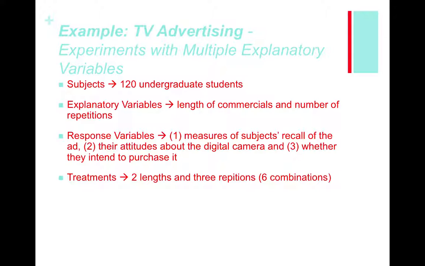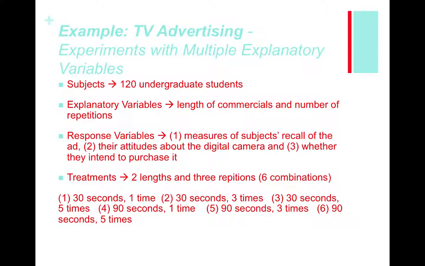And then there were the treatments, right? Because there were the 2 lengths, and then also the 3 repetitions. There's actually 6 combinations of treatments that can happen here, right? So if you think about it, the first treatment was 30 seconds 1 time. The second treatment could have been 30 seconds 3 times, then 30 seconds 5 times, 90 seconds 1 time, 90 seconds 3 times, and so on.